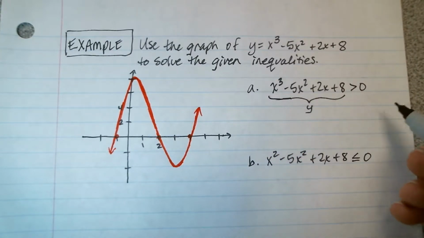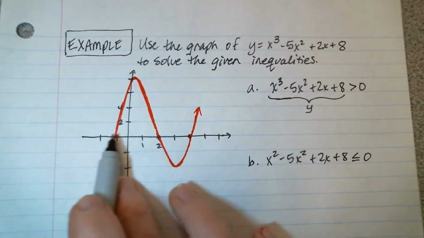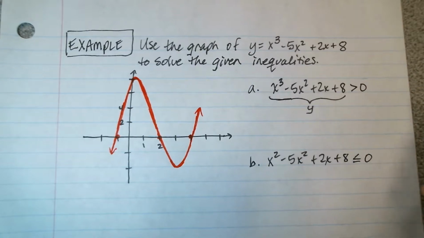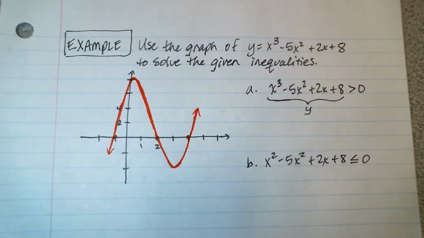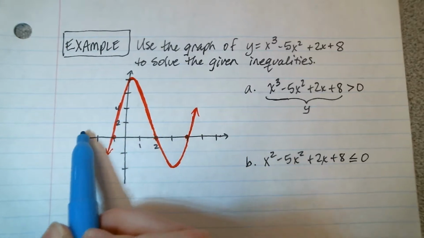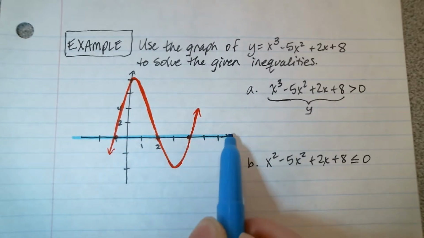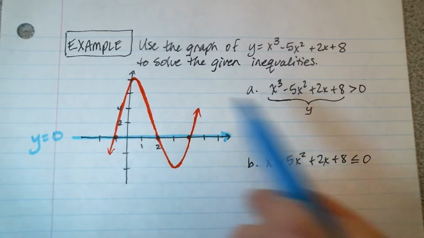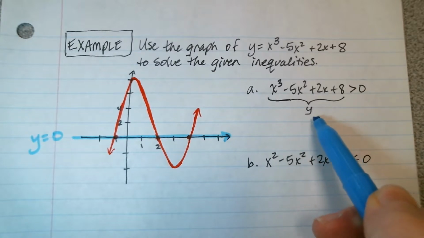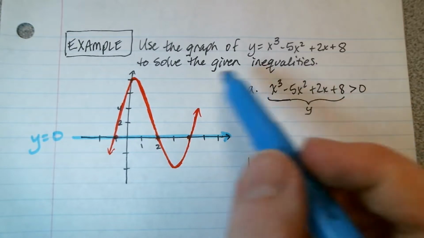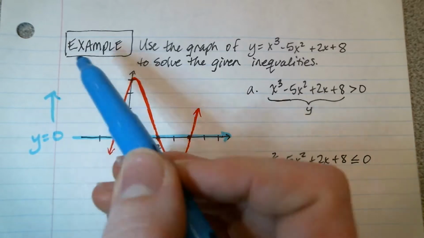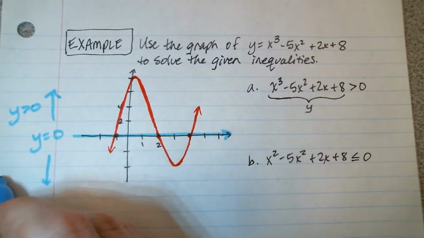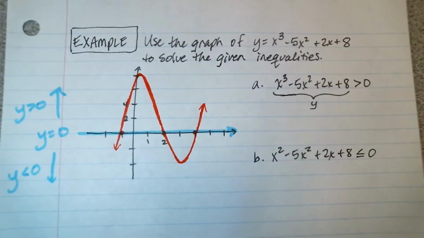Okay, so I'm really looking for the places where on this graph the y values are bigger than 0, right? So I'm going to get my highlighter and I'm going to draw in the line y equals 0 right here. The x-axis is where y equals 0. So if I'm looking for the places where y is greater than 0, then I'm looking up above this line, right? And then below this line would be the places where y is less than 0.